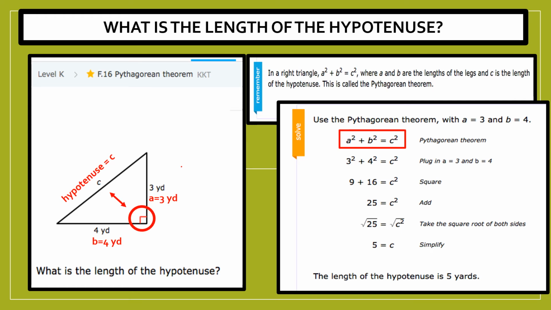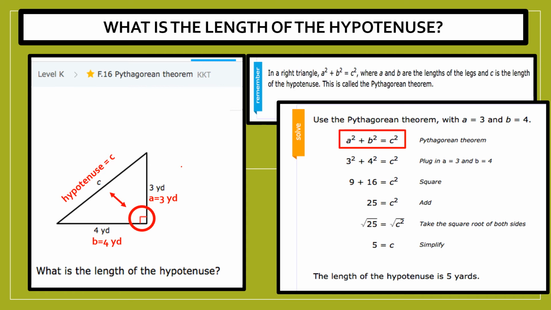Since a is 3 and b is 4, we plug them in. 3 squared and 4 squared. So 3 squared is 9 and 4 squared is 16. So 9 plus 16 is 25, gives us c squared is equal to 25.